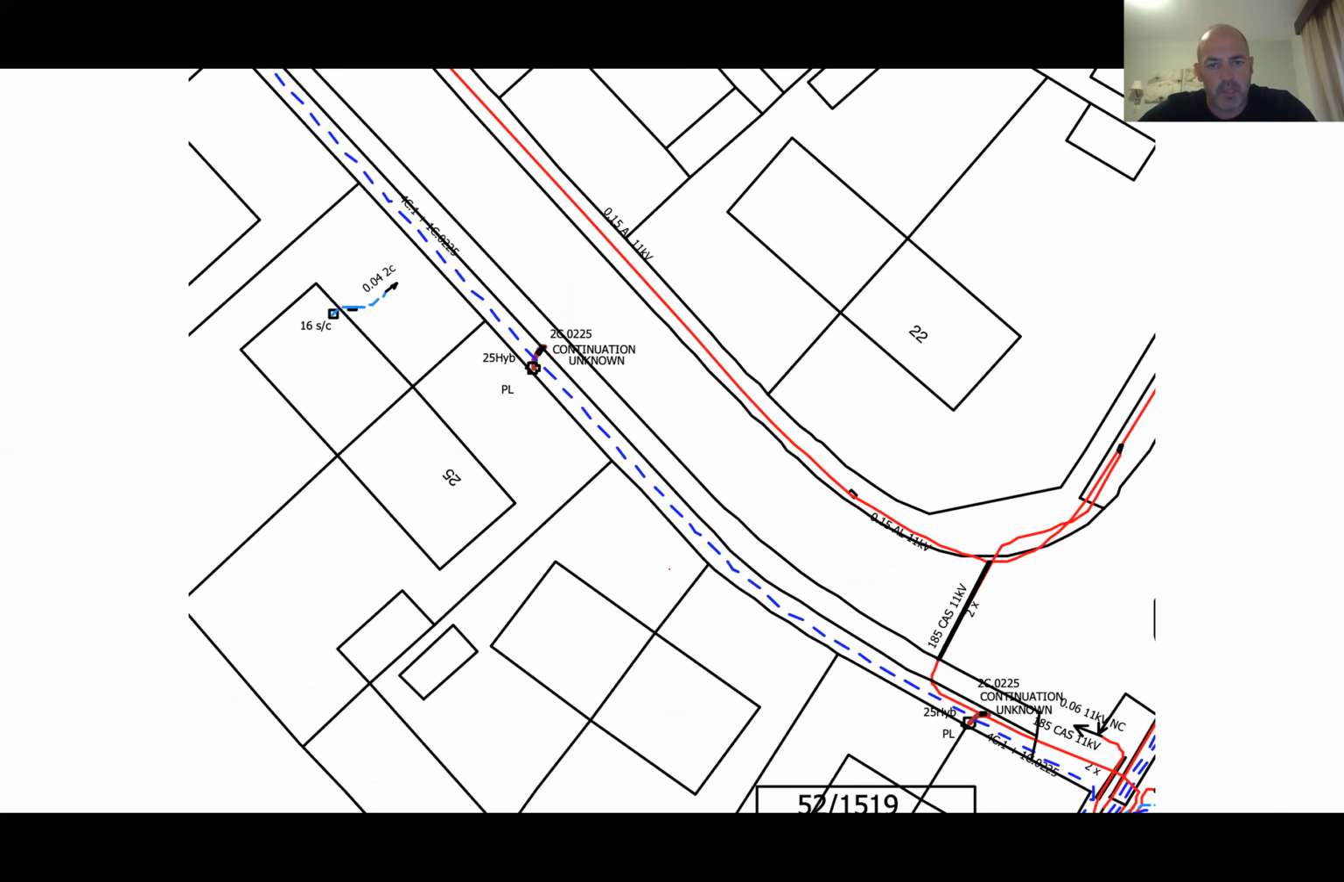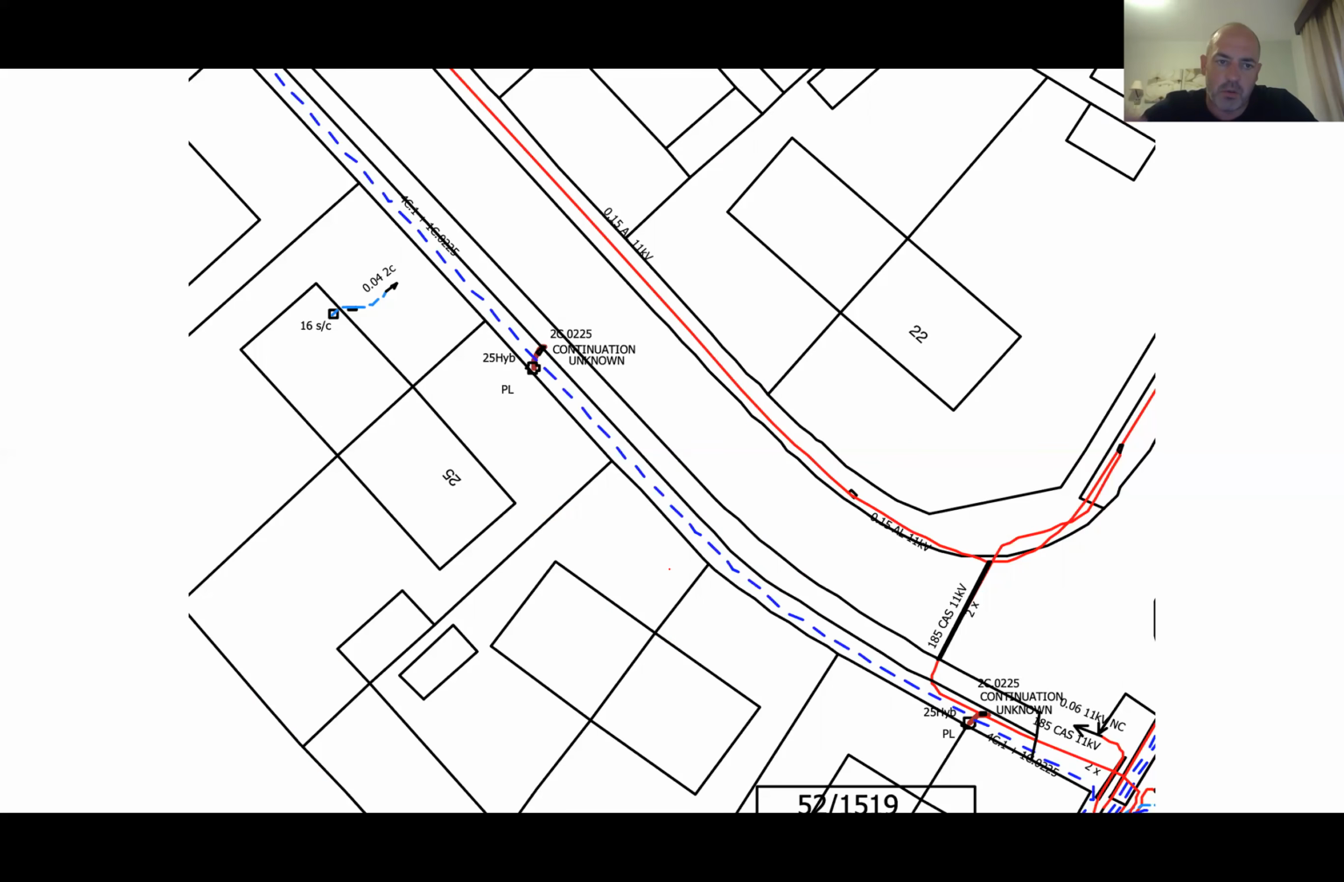Also on this one, it's similar. The first thing I want to show you, by the way, I don't think I mentioned on the last slide, but Western Power, just for anyone that doesn't know, they show LV in blue. So the blue is LV, and the red is the HV, the 11 kV.